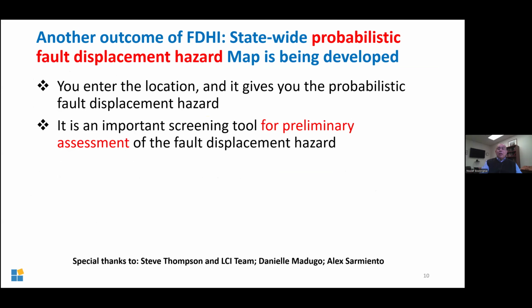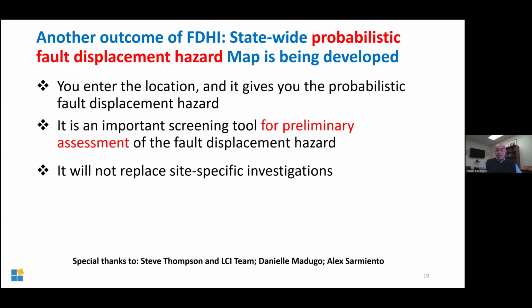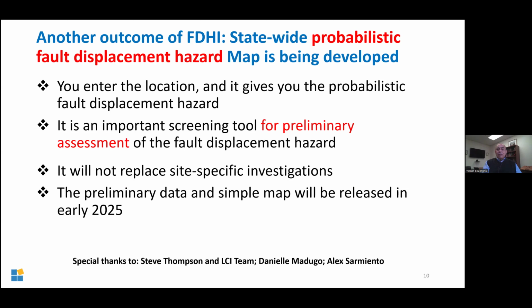Another outcome of this project: in the middle of the project, we decided that it's good to have a probabilistic fault displacement hazard map for the state of California. Similar to the ground motion hazard, you enter the location, and it gives you PSHA results. That was the idea, to have it for fault displacement hazard. You enter the location, it gives you probabilistic fault displacement hazard. We don't want to oversell these things. It's good for preliminary assessment and screening. It will not replace the site-specific investigation, like any other maps. And the map and the data will be available in early 2025. Steve Thompson is going to elaborate on this task on Friday.